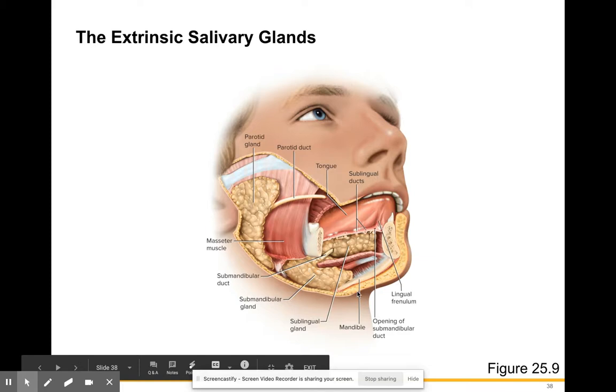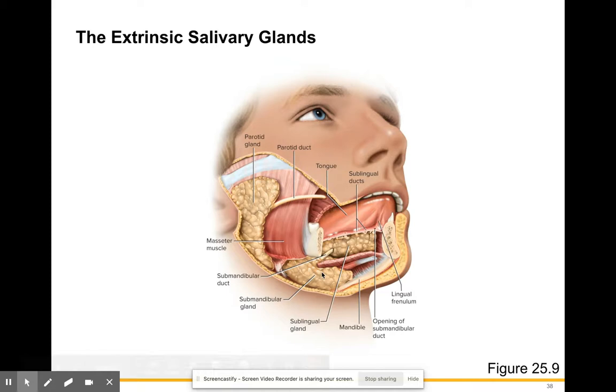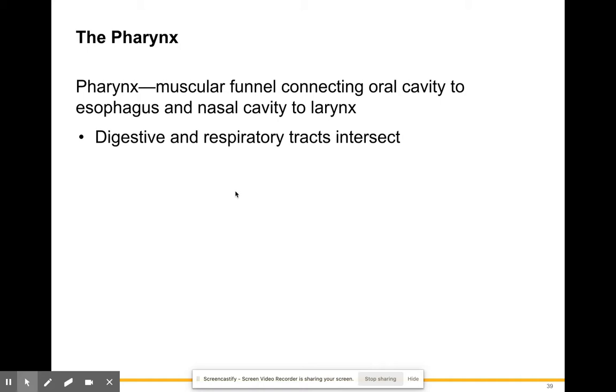We have our sublingual gland. If you take a look, all the glands kind of look like fat tissue, but they're not. Okay, you have your sublingual gland. You have your submandibular gland. Okay. Sorry, and the parotid glands in the back.